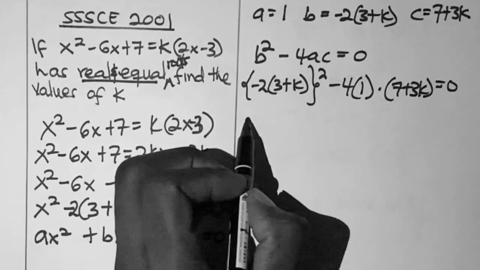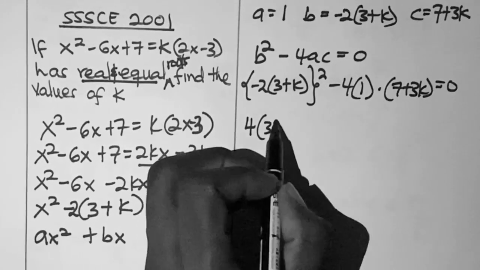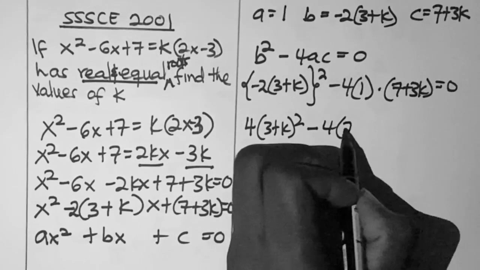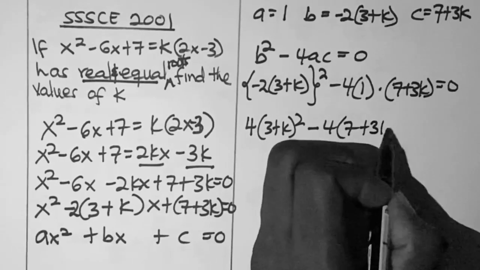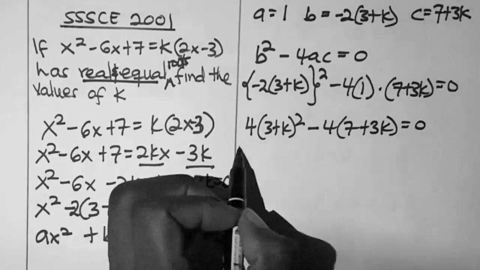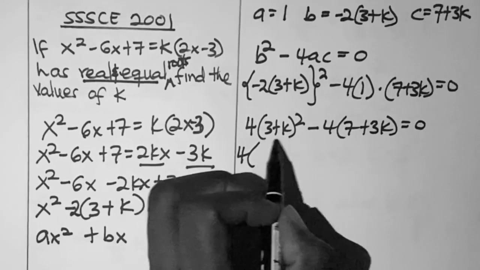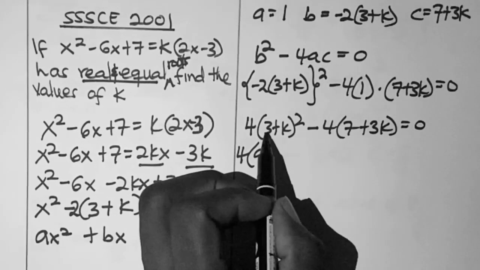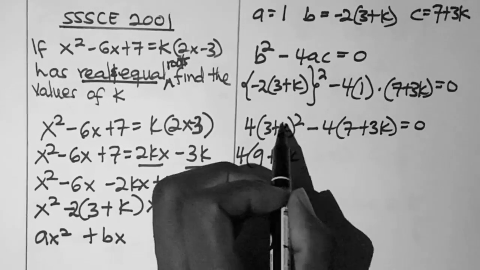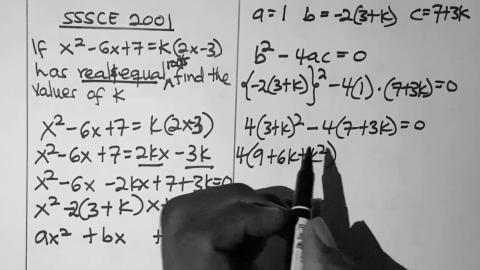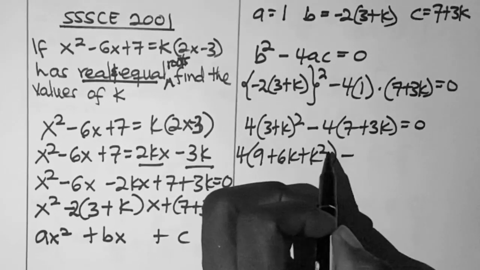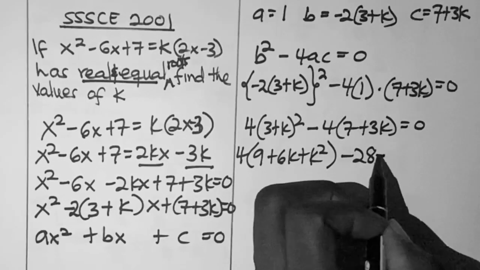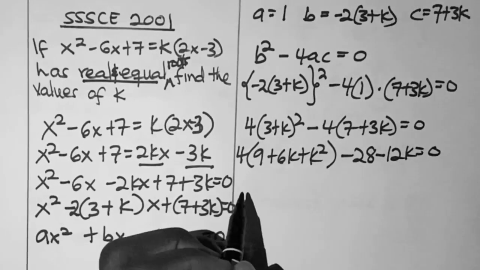So now minus 2 squared is 4, then times 3 plus k squared, then minus 4 times 7 plus 3k equals 0. So this becomes 4 times. Now this is a binomial expansion, so it becomes 3 squared is 9. Then 2 times 3 is 6 times k, so plus 6k. Then plus k squared. Then minus 4 times 7 is 28, so minus 28. The minus 4 times 3 becomes minus 12k equals 0.